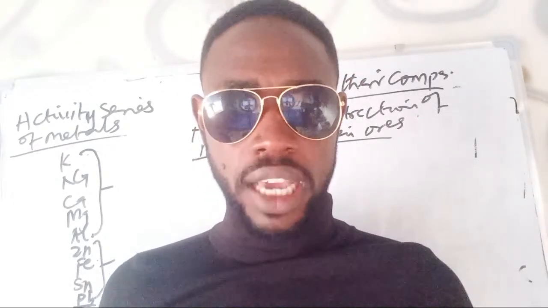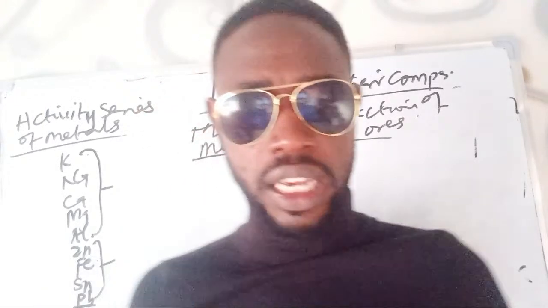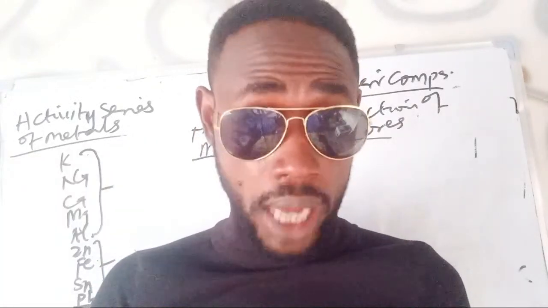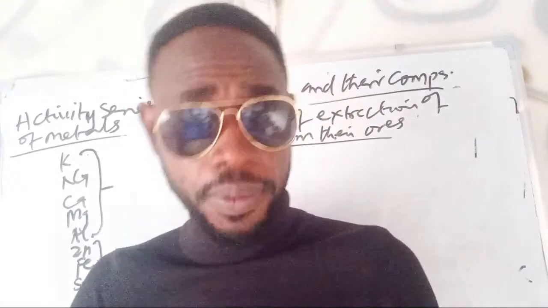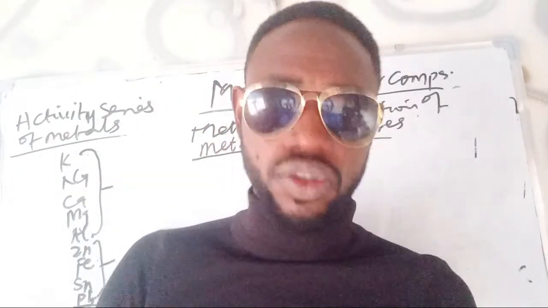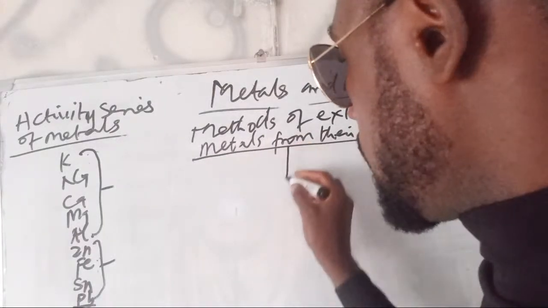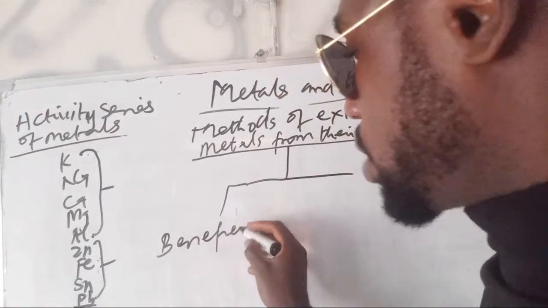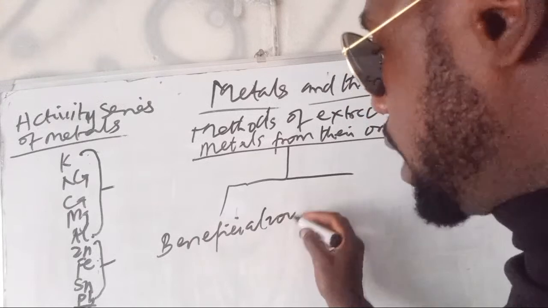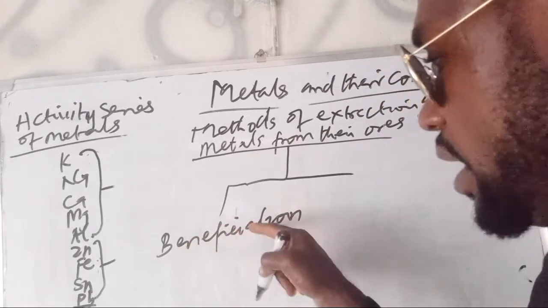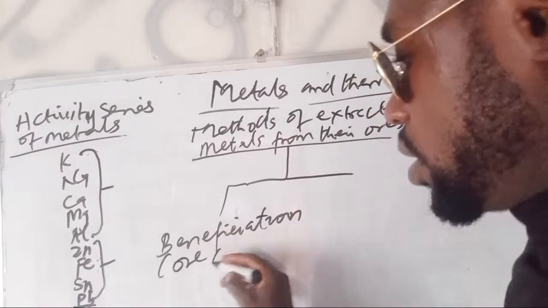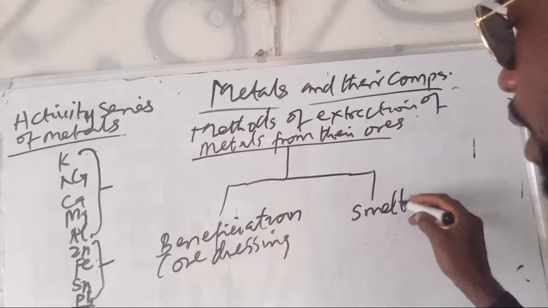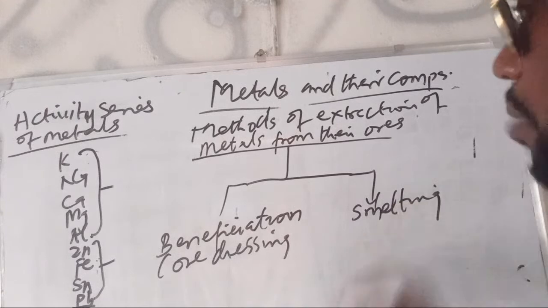Dressing the ore is what I call beneficiation. So I might divide the extractive stages of metal into two main stages, which are one, beneficiation, that is ore dressing, and two, the smelting or the main extraction. So I can divide these stages of extraction. First, we have what we call beneficiation, B-E-N-E-F-I-C-I-A-T-I-O-N, beneficiation, or one can call it ore dressing. And the extraction itself, which might be generally called smelting. So the smelting is the main extraction itself.